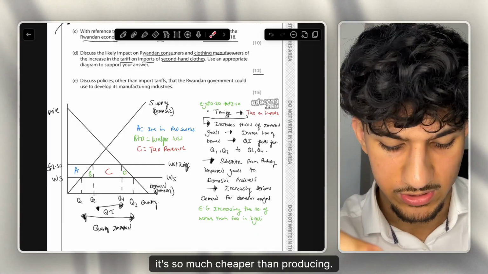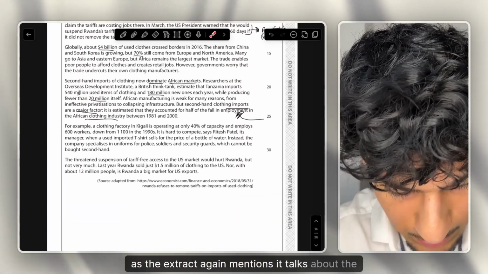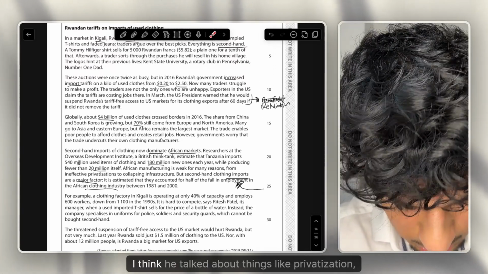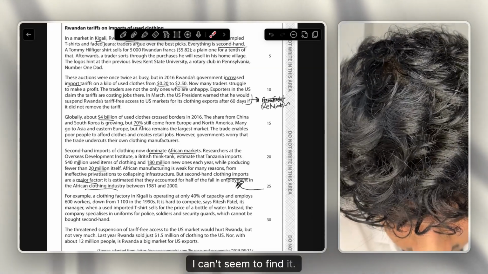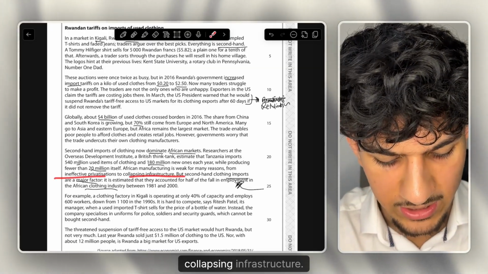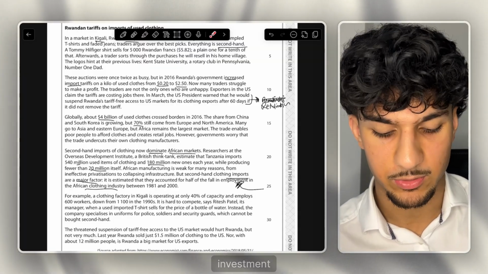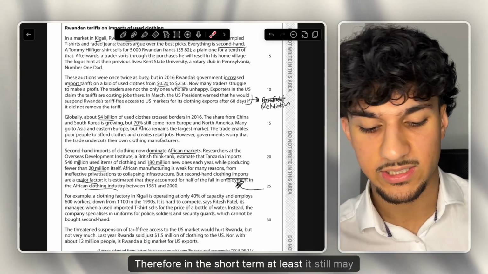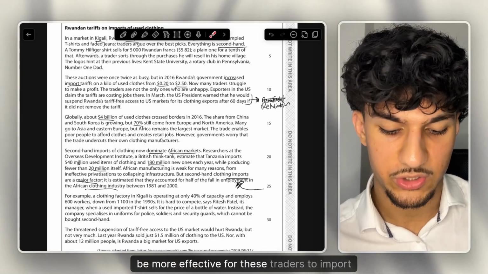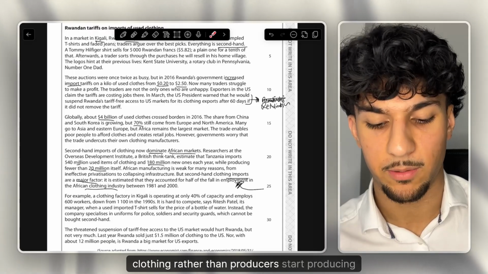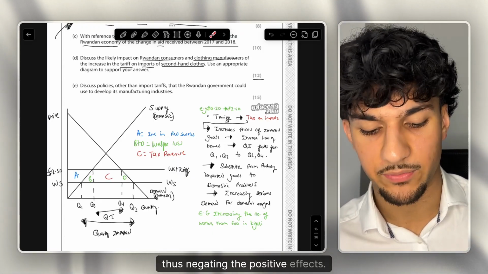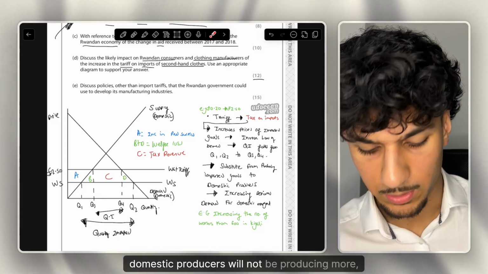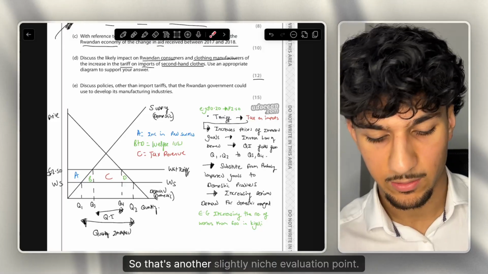It's so much cheaper than producing, because as the extract again mentions, it talks about the reasons why Africa's production has decreased. I think it talked about things like privatization. Can't seem to find it. Yeah, things like ineffective privatization, collapsing infrastructure. So of course that would take millions in investment to get them back up to speed, to get them efficient, to get them productive. Therefore, in the short term at least, it still may be more effective for these traders to import clothing rather than producers start producing clothing themselves, thus negating the positive effects, like we said, on it's not going to increase domestic employment. Domestic producers will not be producing more, at least in the short run. So that's another slightly niche evaluation point.